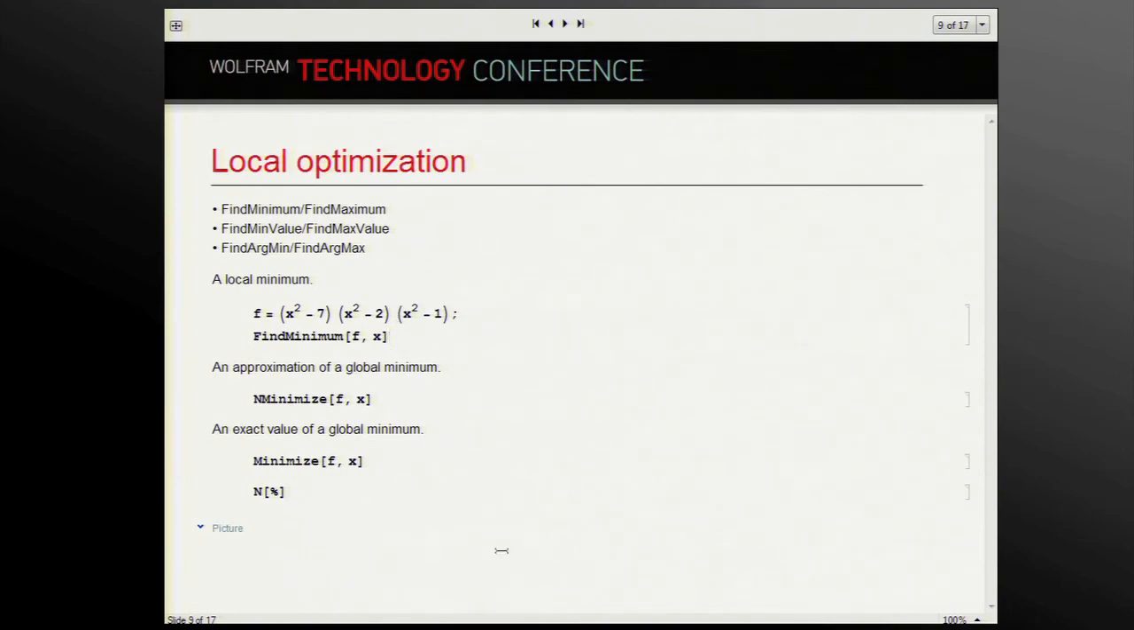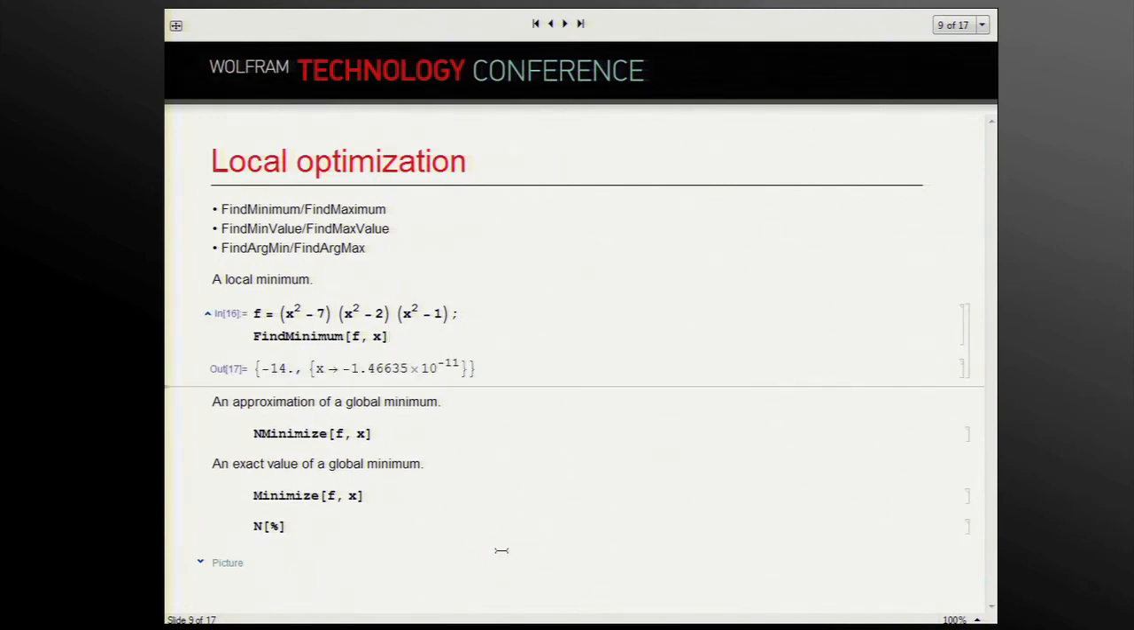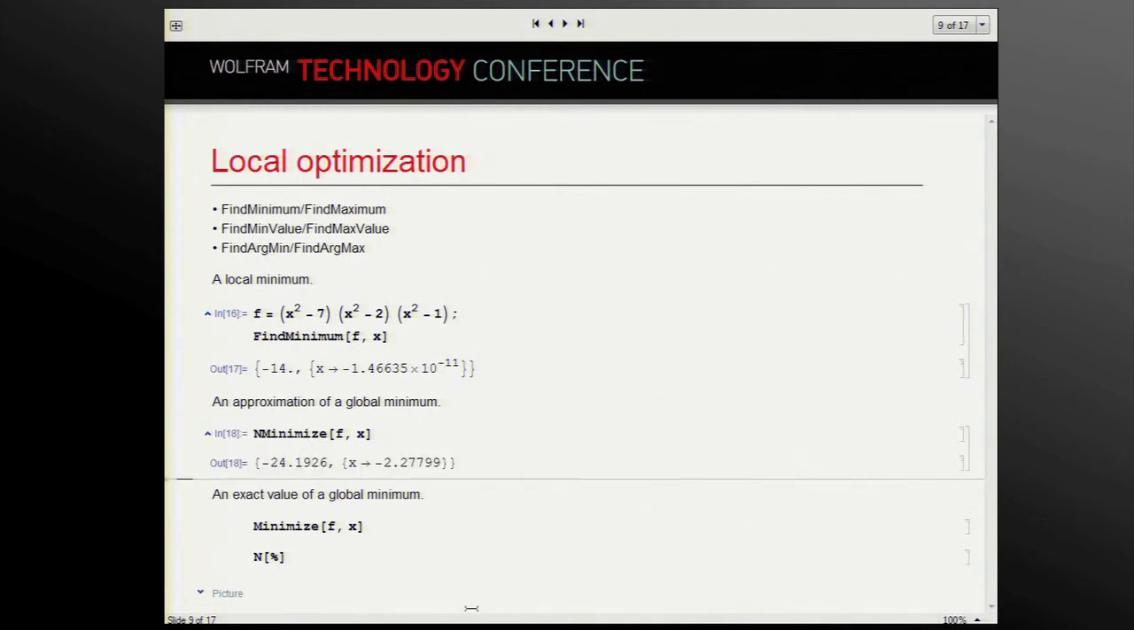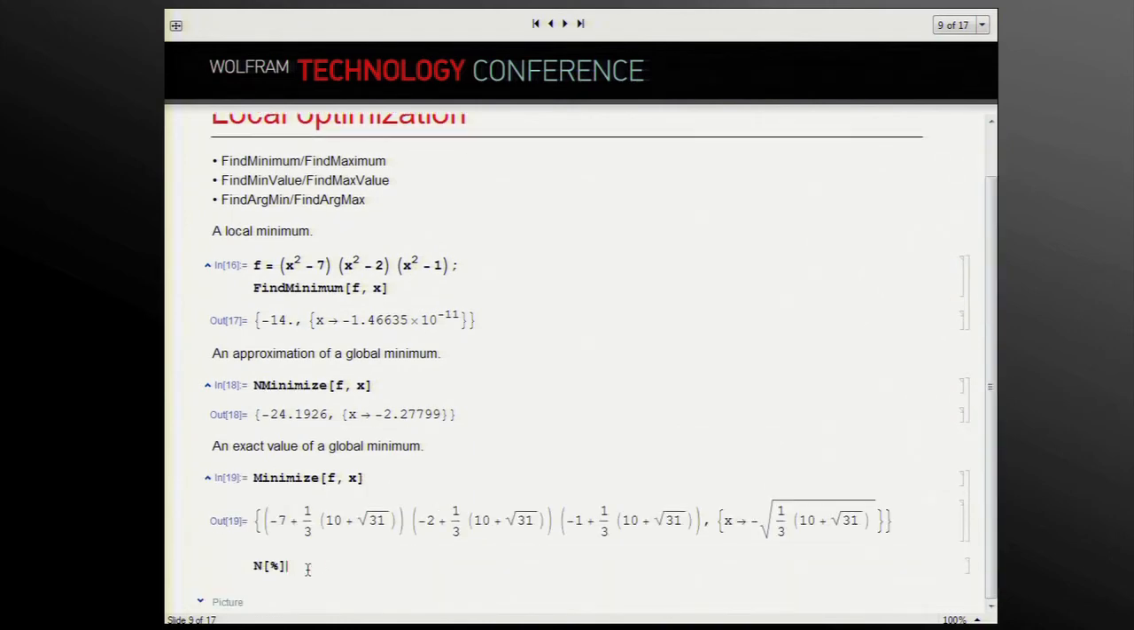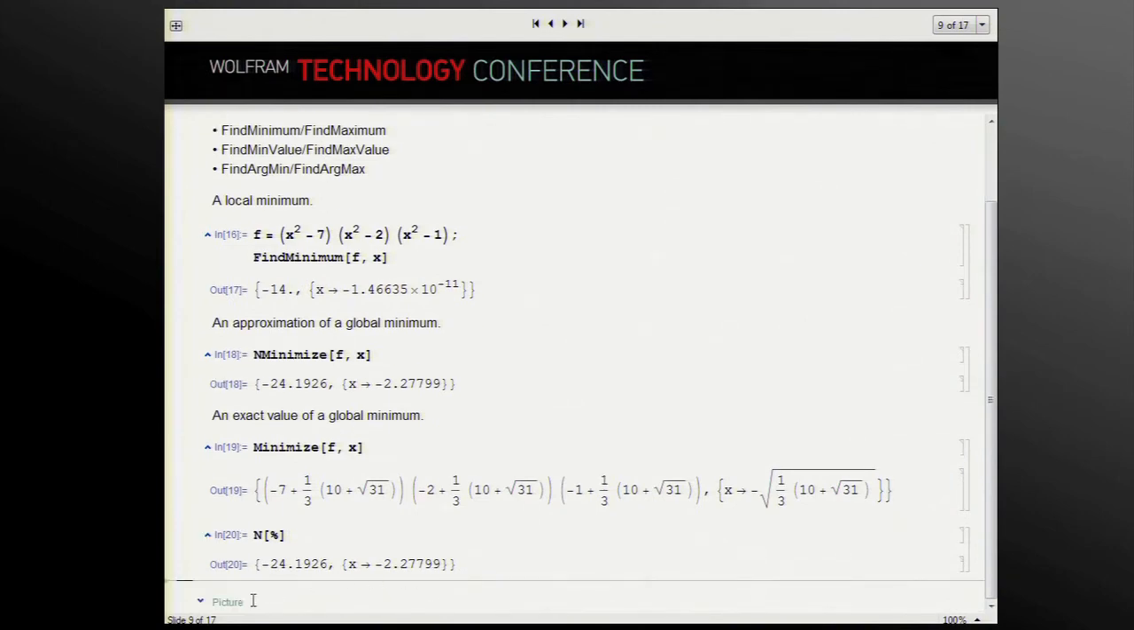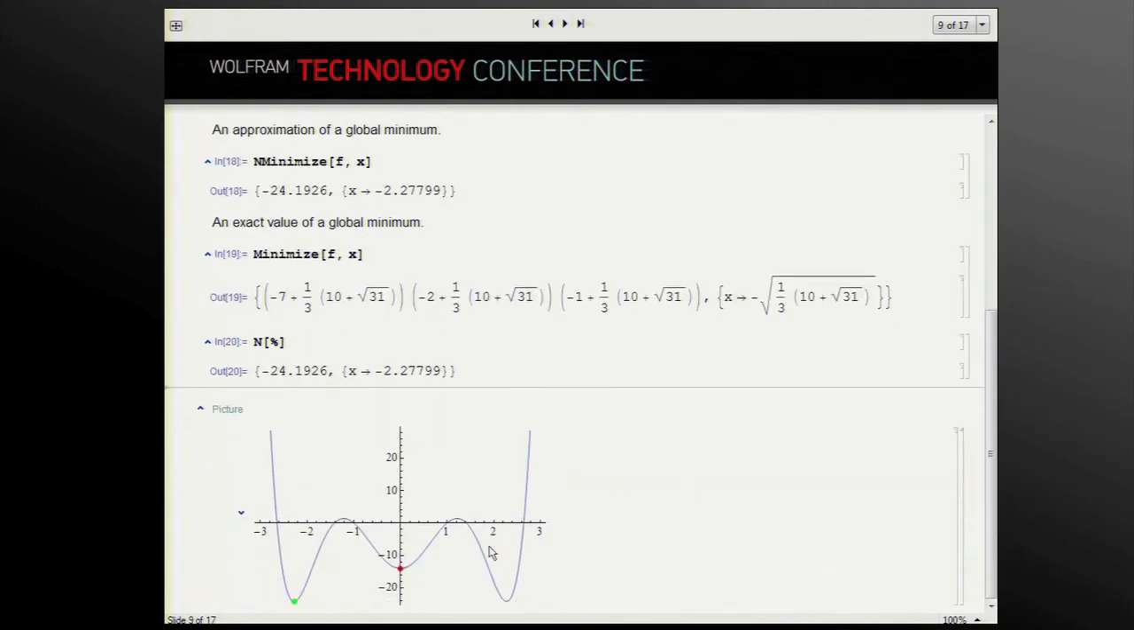Now local minimum computation. So this is FindMinimum, FindMaximum, and the MinValue, MaxValue, and so on versions of it. So here, FindMinimum finds a local minimum. It does not have to be a global minimum, so we get a numeric approximation of a local minimum here. See, the global one is smaller. And this is the exact value. With Minimize, we can check that it's the same point as Minimize got. And here's a picture. We had a quartic polynomial, and the local minimum happens to be the one that's not global. So that's the one found by FindMinimum.